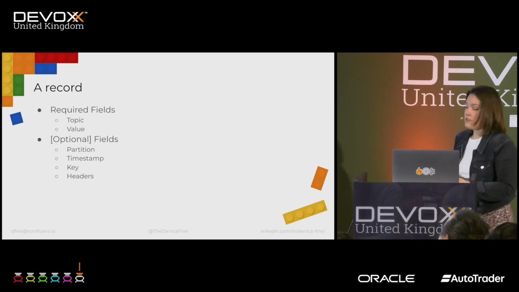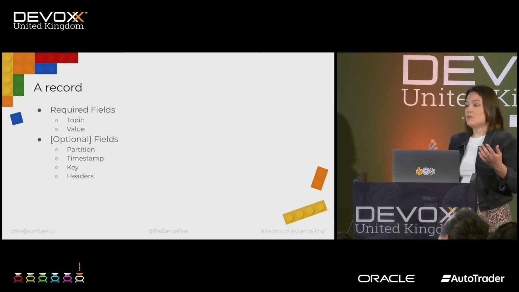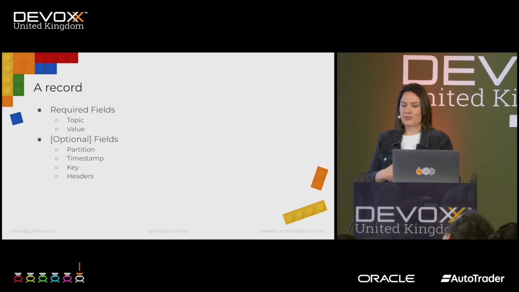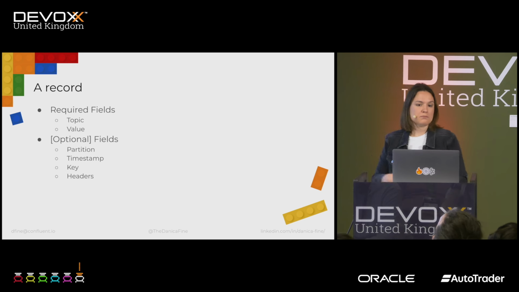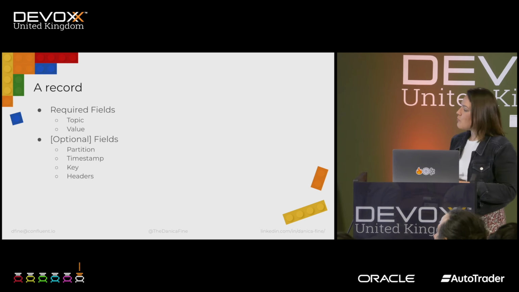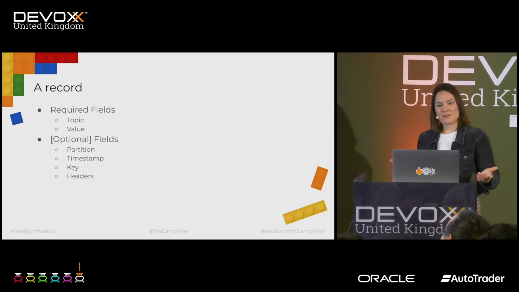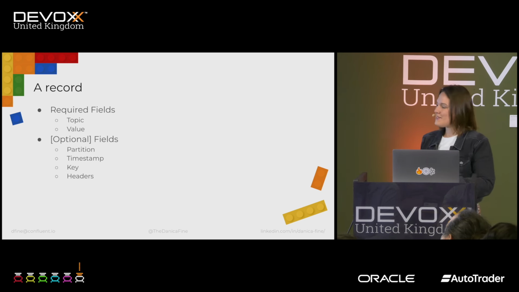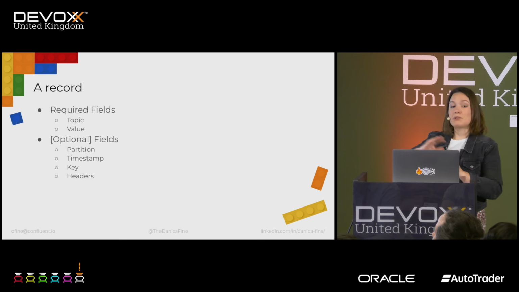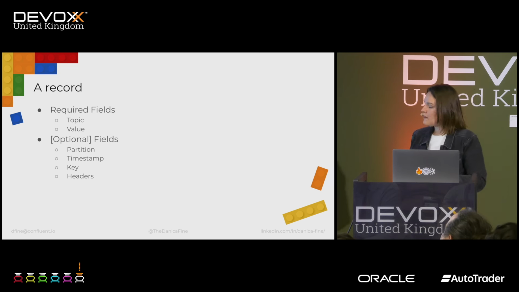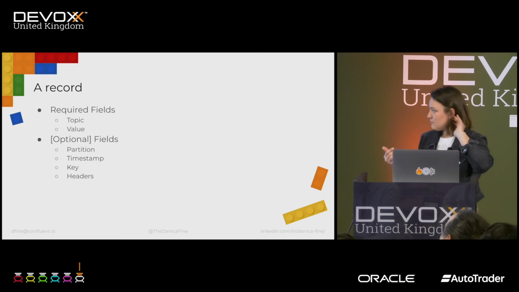You could include a timestamp. If you don't include a timestamp, your producer is going to use the current system time to send along with your message. You could include a key. If you care about ordering, you should probably use keys and understand how that's going to play into how your data is partitioned if you're not already choosing a partition for yourself. And also you can include some headers.